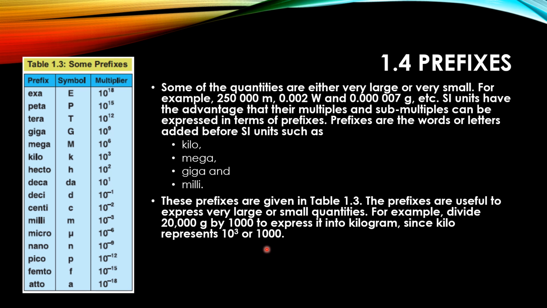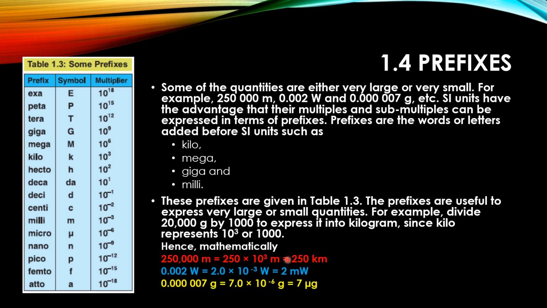There are some mathematical expressions and I have taken the above examples to show them in the form of prefixes. 250,000 meters can be written as 250 into 10 raised to the power 3 meters, which equals 250 kilometer. 0.002 watt is equal to 2.0 into 10 raised to the power minus 3 watt, and it is equal to 2 milliwatt. As you can see in the table, milli is equal to 10 raised to the power minus 3.